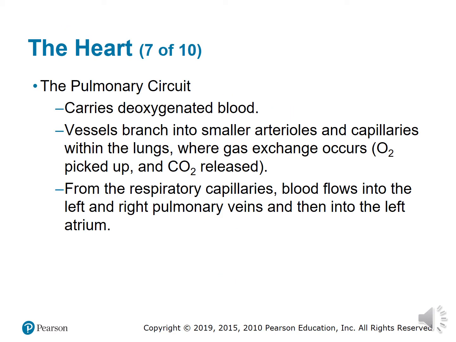Right, the pulmonary circuit carries deoxygenated blood. Vessels branch into smaller arterioles and capillaries within the lungs, where gas exchange occurs. Oxygen is picked up, and the carbon dioxide is released from the respiratory capillaries. Blood flows into the left and right pulmonary veins, and then into the left atrium.